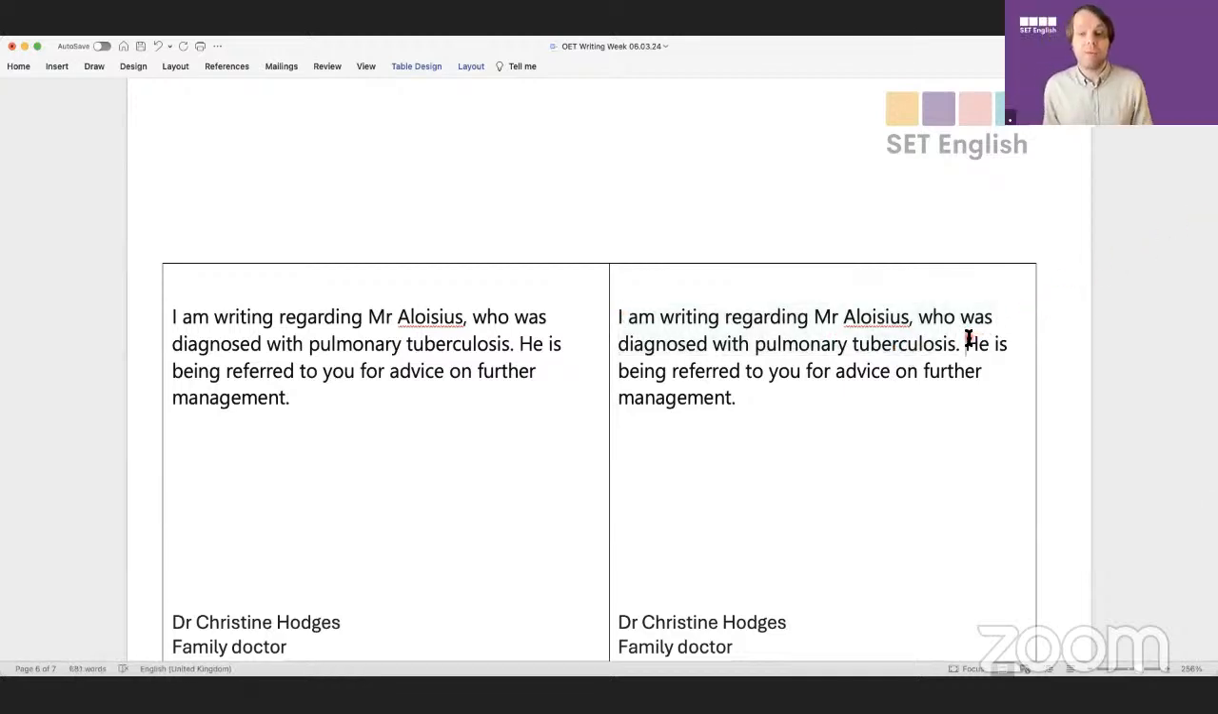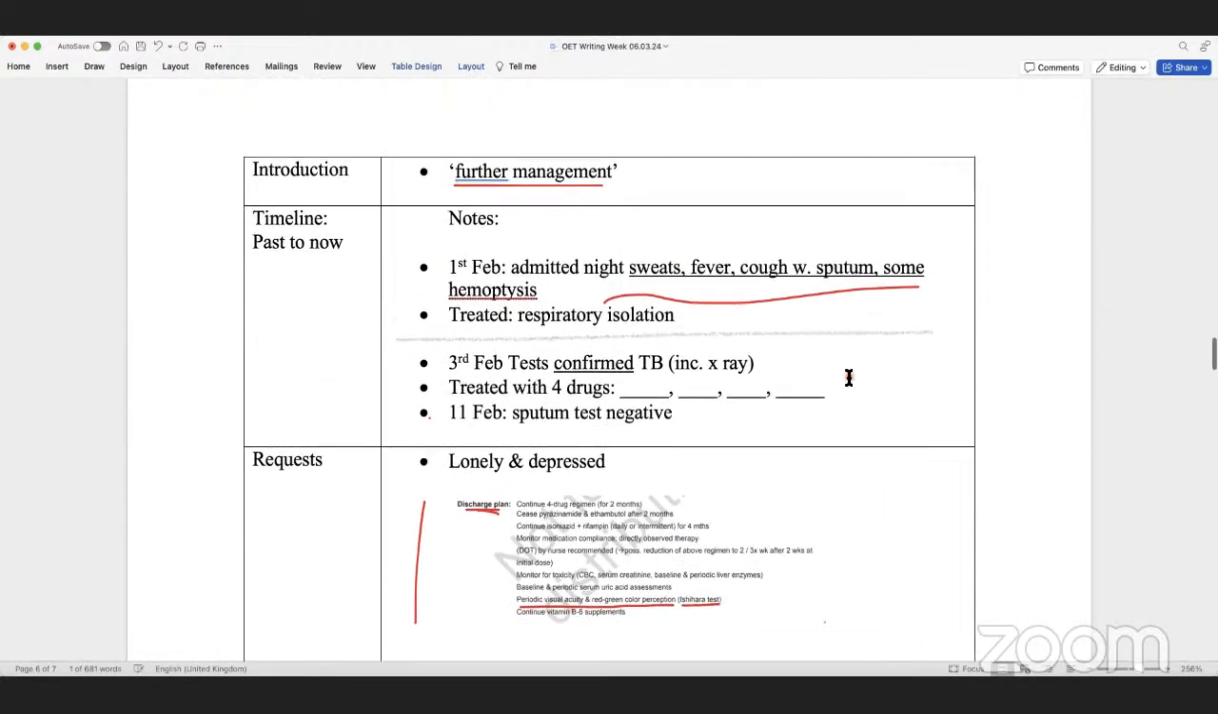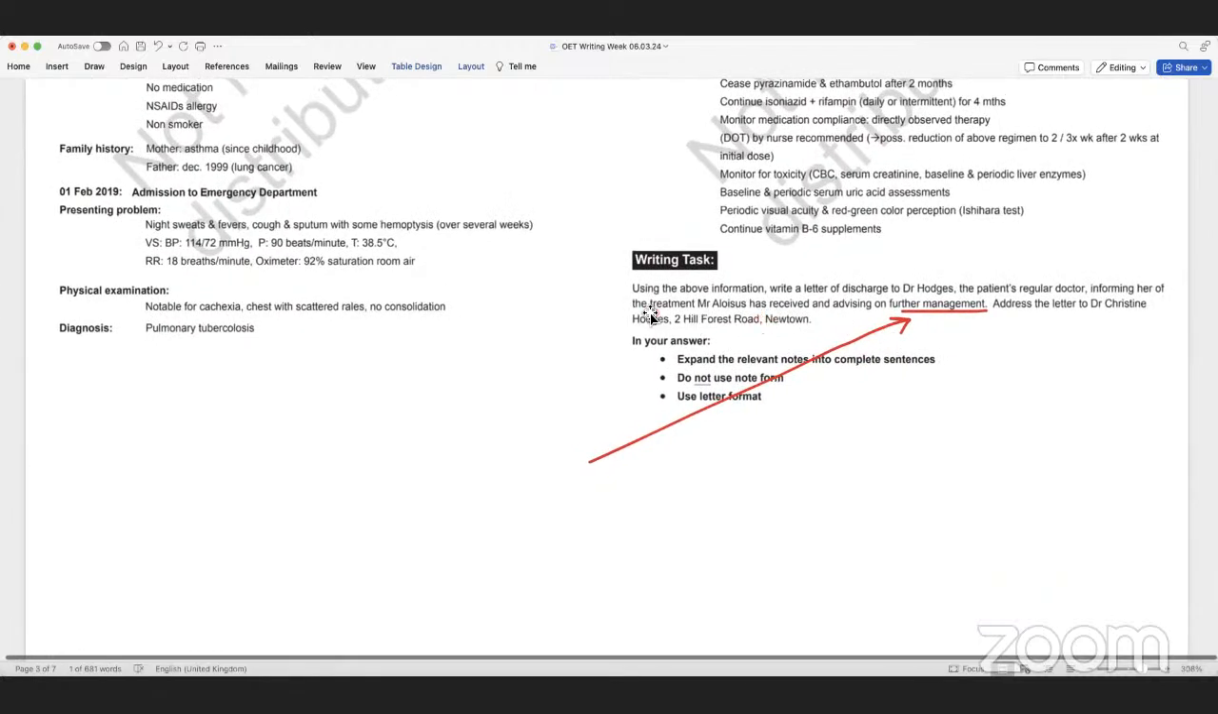Thank you, Jasmine. So what about this? He is being referred to you for advice on further management. Okay. Is it advice? No. Yes. No. Treatment update, like what's being treated. Advising on.